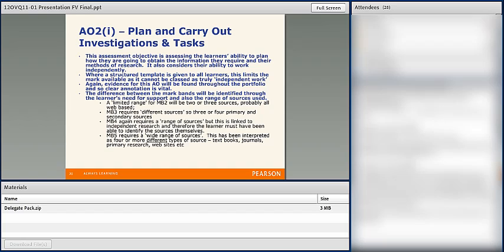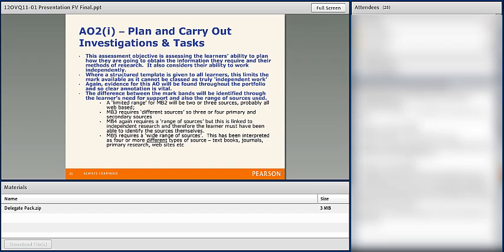Mark Band 4 again requires a range of sources, but it's linked to independent research, and so therefore the learner must have been able to identify these sources themselves, as opposed to you directing them as to where to find the information. And finally, Mark Band 5 requires a wide range of sources, and this has been interpreted as 4 or more different types of source: textbooks, journals, primary research, websites, etc.